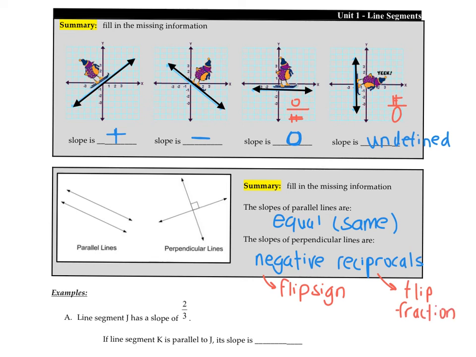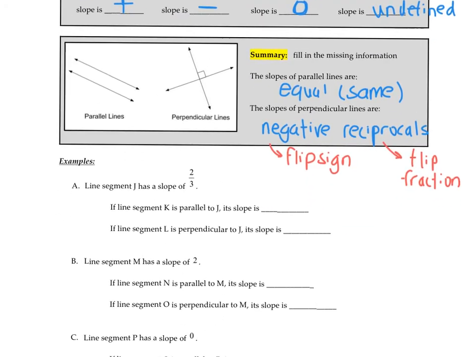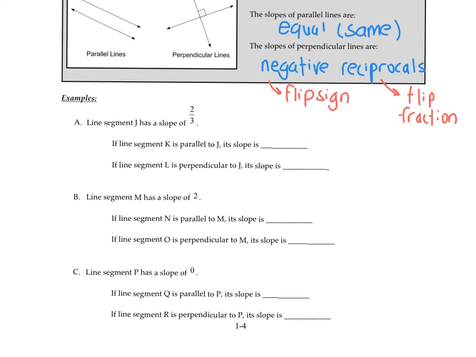Okay, so let's try a few examples right now. So line segment J has a slope of 2/3. If the line segment K is parallel, then the slope is going to be the exact same. Our slope is going to be 2/3. If our slope is perpendicular, like line segment L, then we're going to take the negative reciprocal. So my original slope is positive, which means the negative reciprocal is going to be negative. And now I'm going to flip my fraction. So instead of 2/3, I'm going to have 3/2. So the perpendicular slope is going to be negative 3/2.